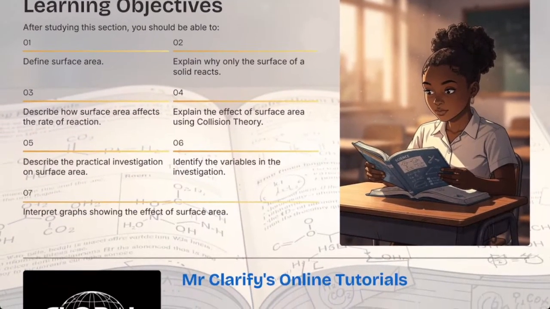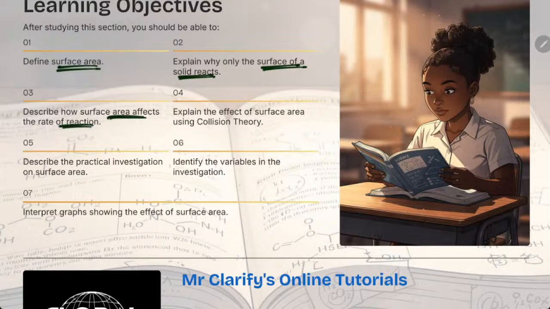All right. So here, these are the learning objectives of this chapter. What we need to talk about for us to understand how surface area affects rate. Right now, we have seen that it is one of the most important factors that affect the speed of a reaction. Surface area affects speed of a reaction. So we're going to want to know what surface area is, and then we're going to talk about why the surface of a solid is the one that reacts. Why is it that the inside of the rock does not react? Then we're going to see how surface area affects rate of reaction. We've already kind of talked about it, but we're now going to explain it.